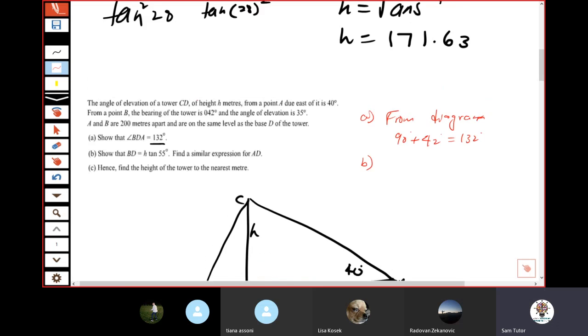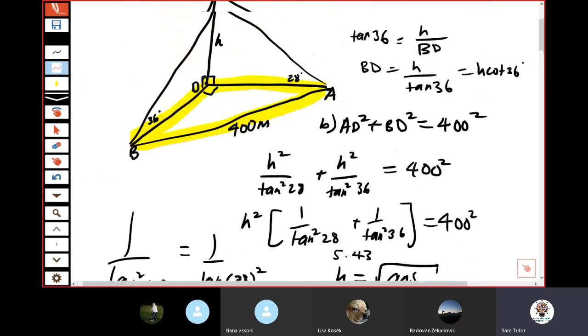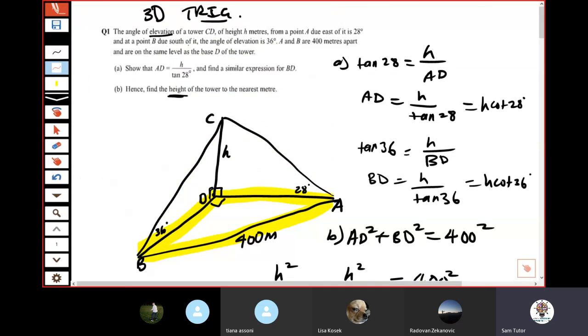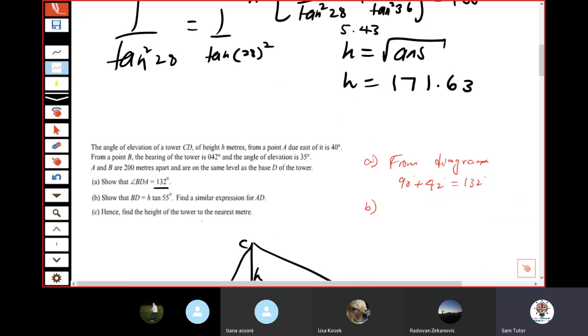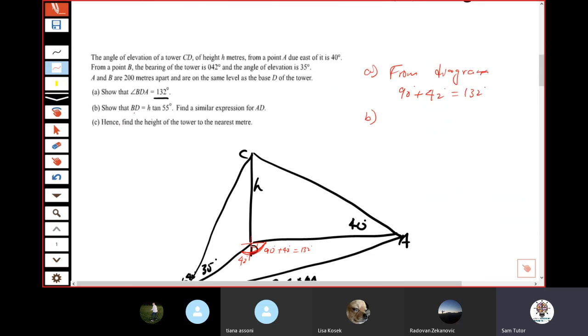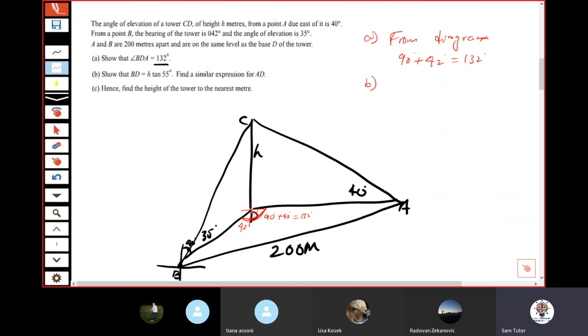If you're just wondering, with the question above, it actually said B is due south of A. Due south of it, or due south of here even. That's 90 degrees. Whereas this one is saying from B, the bearing of the tower is 42 degrees, which would be on the ground. Okay, if that makes sense, then we'll move on.